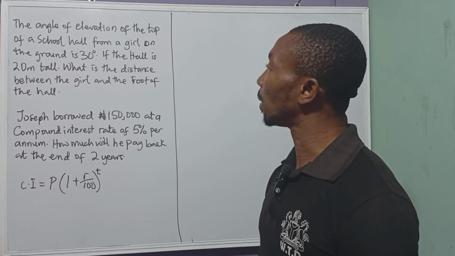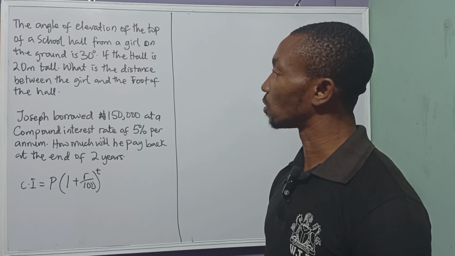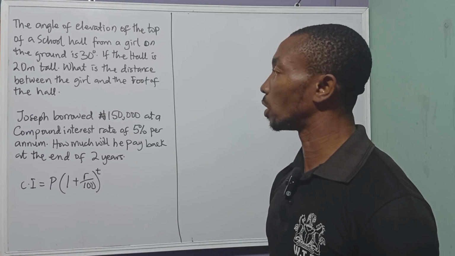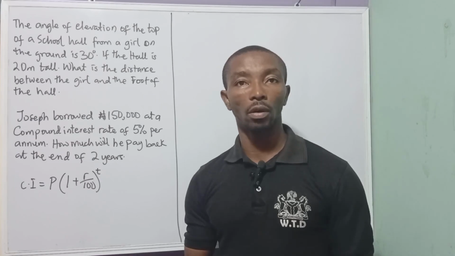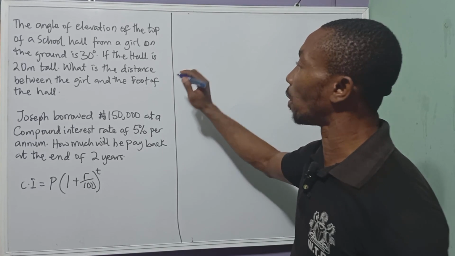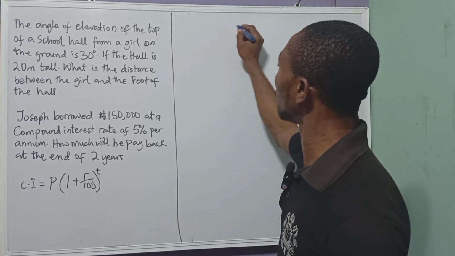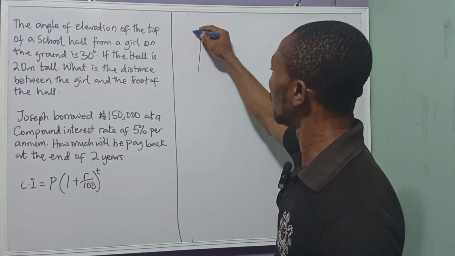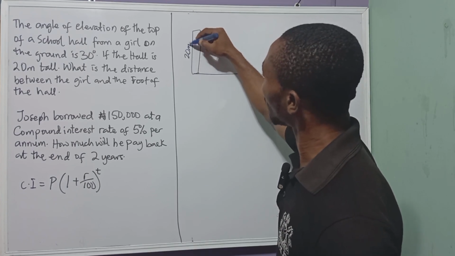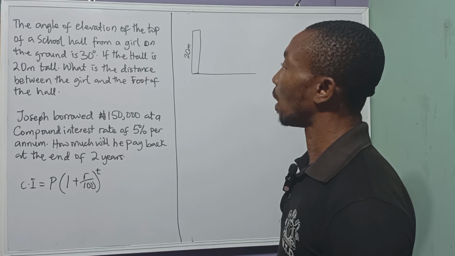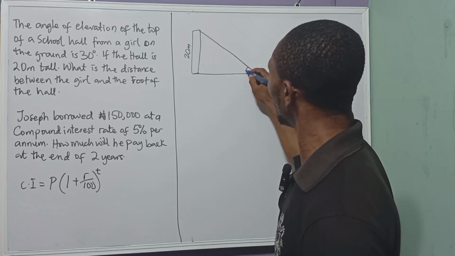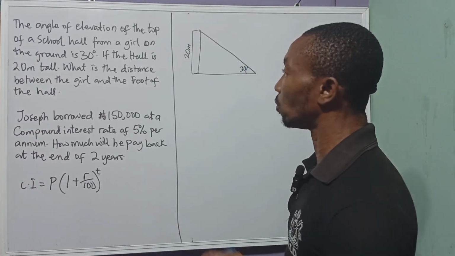school hall from a girl on the ground is 30 degrees. If the hall is 20 meters tall, what is the distance between the girl and the foot of the hall? Now, in order to calculate this, let's put it in a diagram. Now, they say the angle of elevation, let's say this is a hall, and we are told that the hall is 20 meters tall, okay? And the angle of elevation, that means up this way, angle of elevation is 30 degrees.